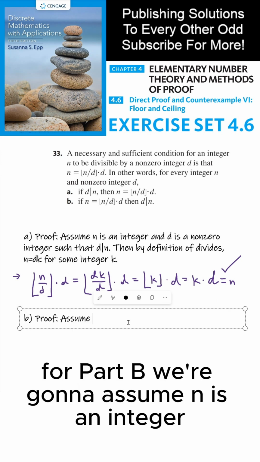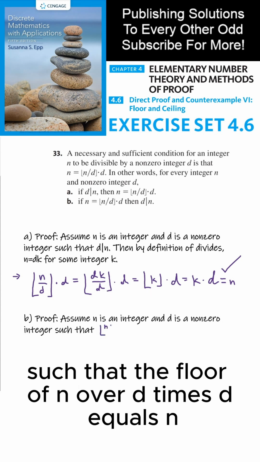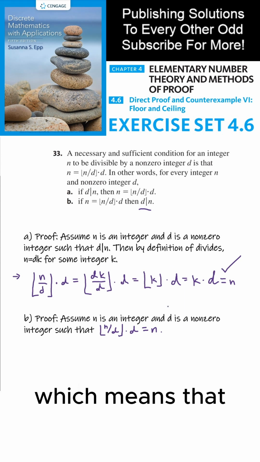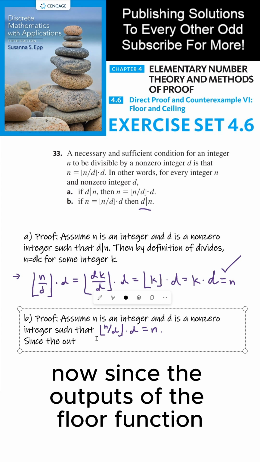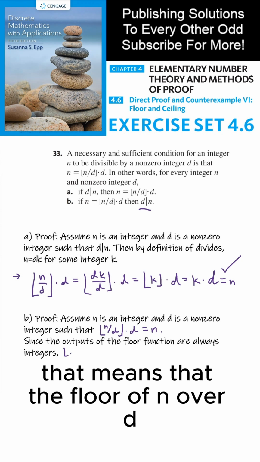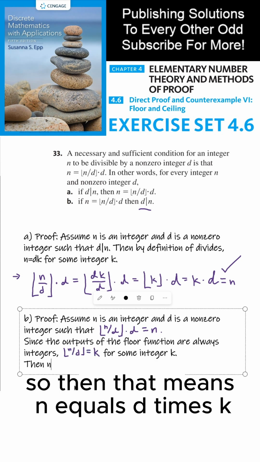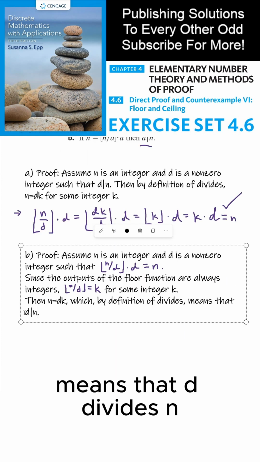For part B, we're going to assume n is an integer and d is a non-zero integer, such that the floor of n over d times d equals n. The goal is to show that d divides n, which means that we want to show that n equals d times some integer. Now, since the outputs of the floor function are always integers, that means that the floor of n over d equals k for some integer k. So then that means n equals d times k, which by definition of divides means that d divides n.